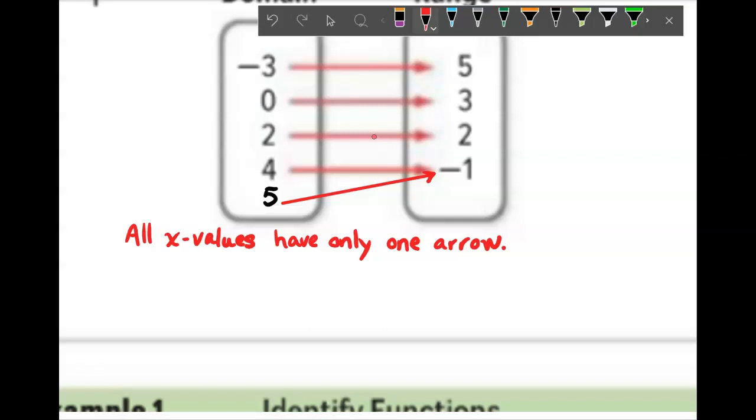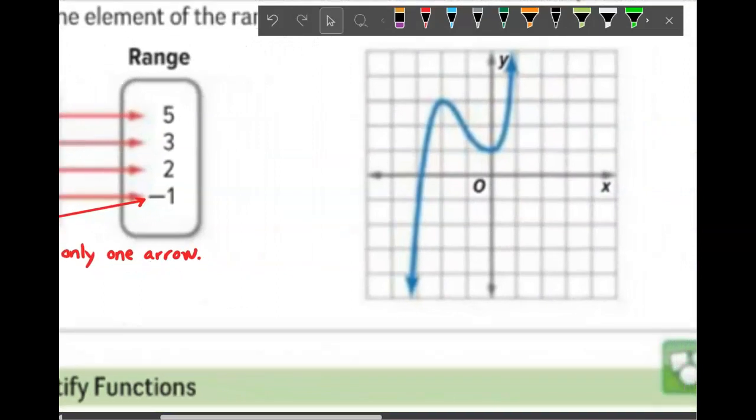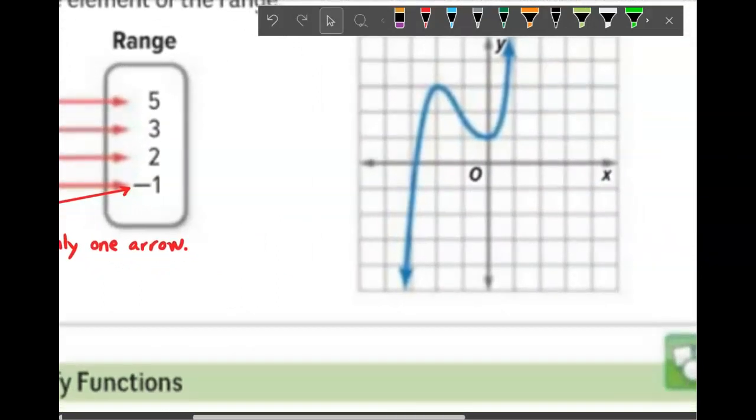It's okay to repeat the Y's, but it's not okay to repeat the X's. And I find that to be a little bit confusing sometimes when I'm thinking about it. It's hard to remember which one can repeat and which one can't. So an easier way to think about it is to think about the vertical line test.